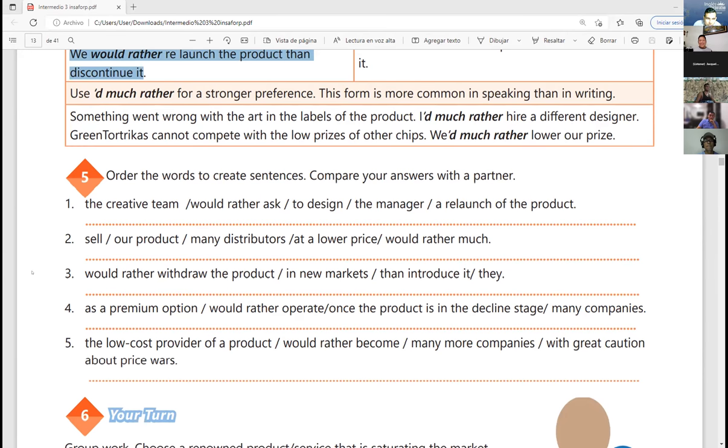Excellent. Number two, who wants to give us the answer of question two? Me, teacher. Go ahead, please. Many distributors would rather much sell our product at a lower price. Okay. I agree or disagree? I agree. I agree too. Okay, number three. They would rather withdraw the product in the new market than introduce it. Perfect.